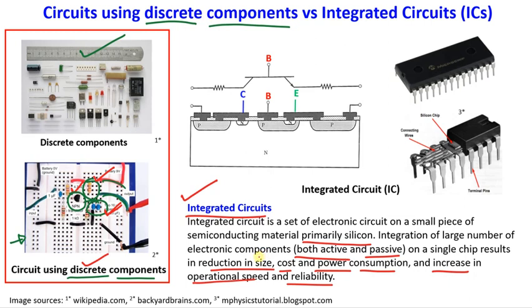As a result, you can make the size very small. You can reduce the cost because now you can produce in bulk. You can reduce the power consumption because the resistance and all the other stray parameters have now reduced. Also the speed, because the stray capacitance is reducing, the speed will increase. And finally the reliability, because you can see here lots of wires and joints are there, which is possible for a circuit using discrete components. However, in case of an integrated circuit, these are not possible.